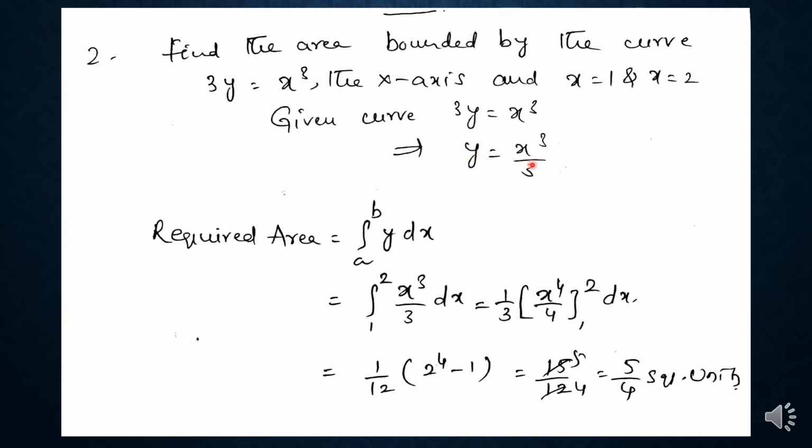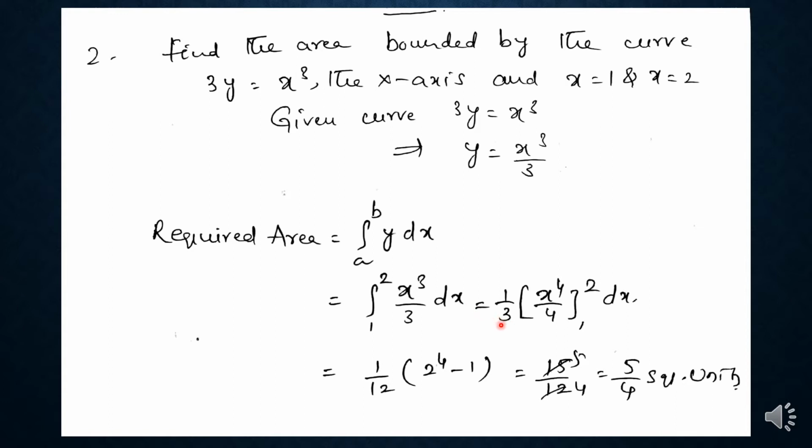So y is equal to x cube by 3. And what are the given limits? You have to find the area from x is equal to 1 to x is equal to 2, bounded by the x-axis. So required area is equal to integral a to b y dx. What is y here? y is equal to x cube by 3. And what are the given limits here? 1 to 2. Integral 1 to 2 of x cube by 3 dx.